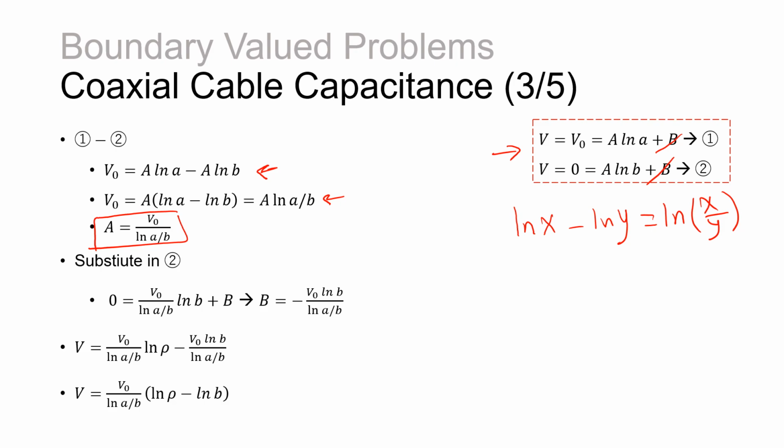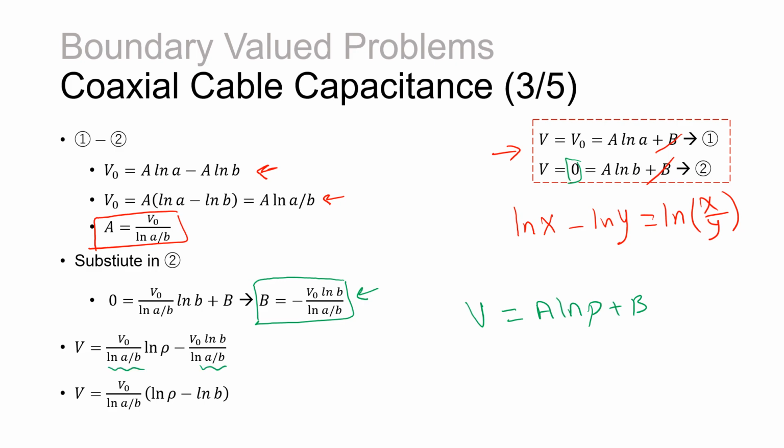Now we can substitute this value either in equation 1 or equation 2. But since we have a 0 here, it is easier to use this equation. Once we do so, we can reach that B equals this value. Now we return to our original equation, which is V equals A ln rho plus B. Substitute with the values of A and B, and do your math, take the common factor here.